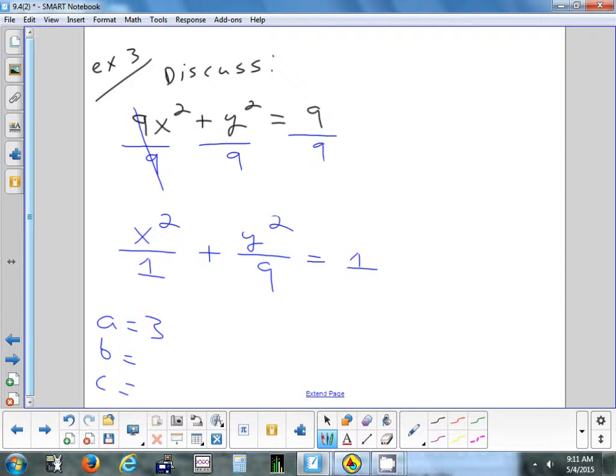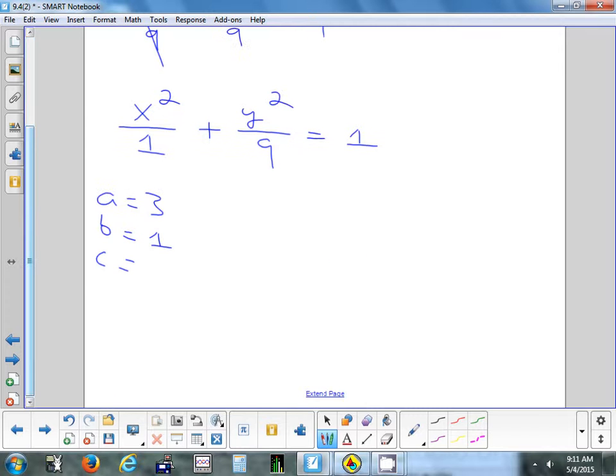Tahina, what about B? 1. Yep. B is the square root of the smaller number, which in this case is 1. And now B isn't really necessary for describing. It'd be helpful for sketching the ellipse, but B is helpful to find C. So C squared equals A squared minus B squared.